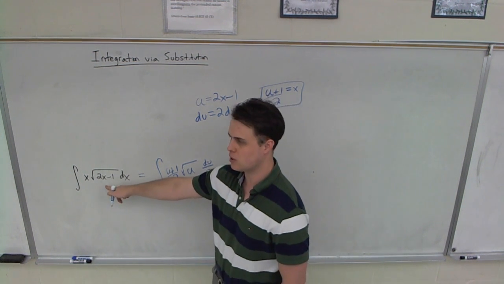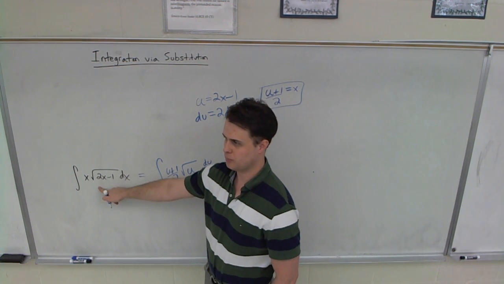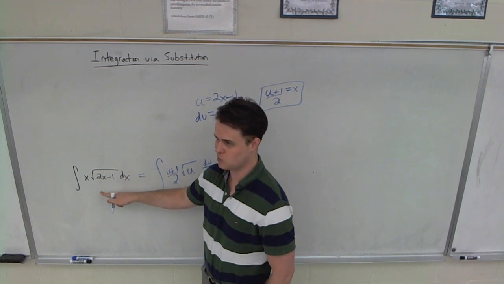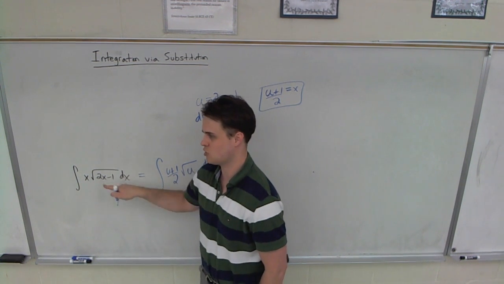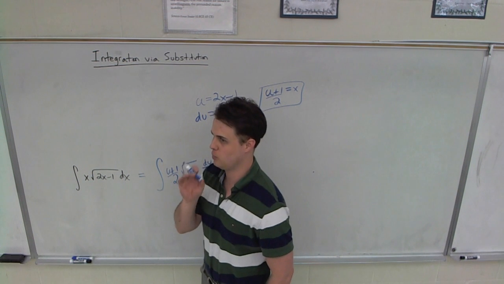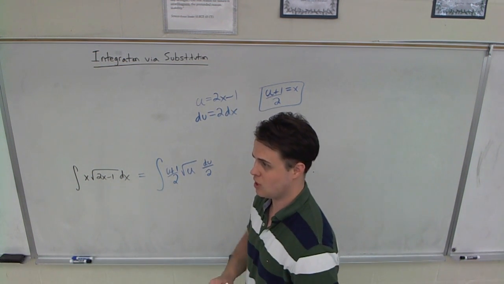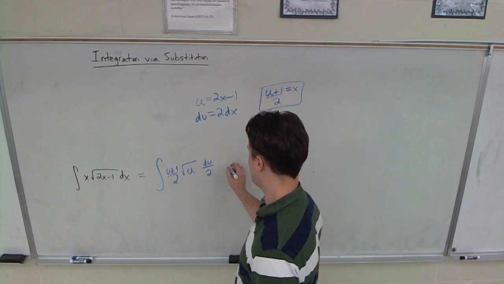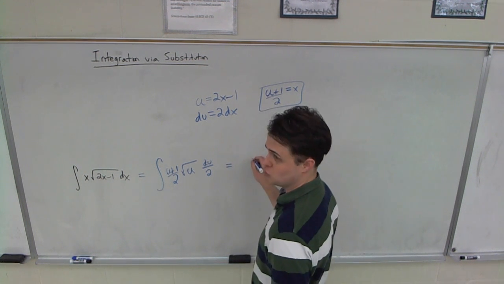Here you can't do anything to simplify. Like x times square root of stuff is x times square root of stuff. I guess you could put the x inside. That's not going to help. You can make it x squared inside, but that's not going to work. Whereas here you definitely have something that you can just distribute.